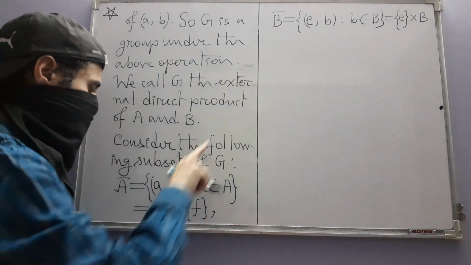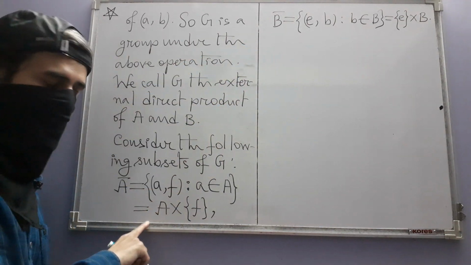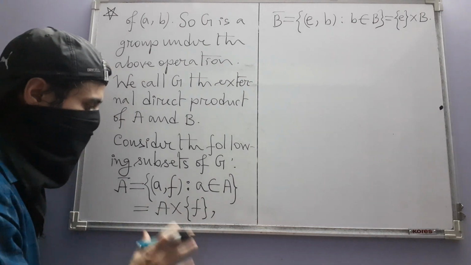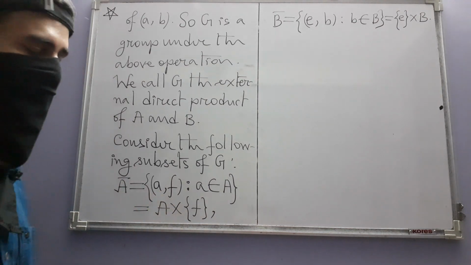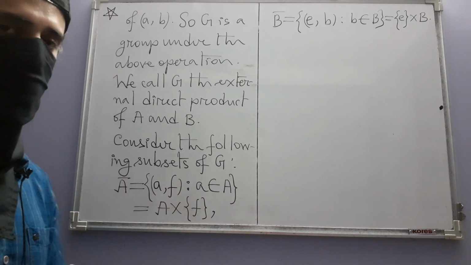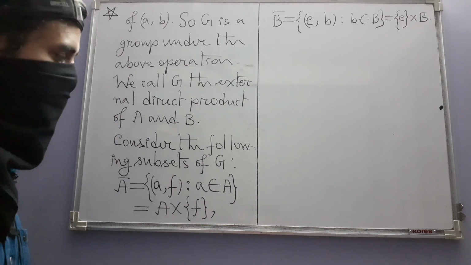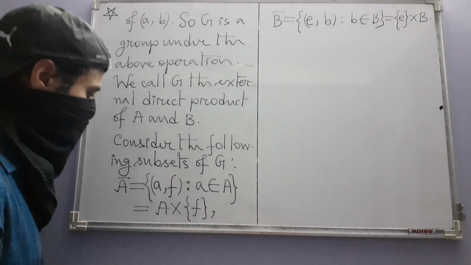Because this set is somewhat like this set, only defined slightly differently. So let us first see something about this set. Okay, so this is a subset, right? This is a subset of what? G, capital G. G is A times B.